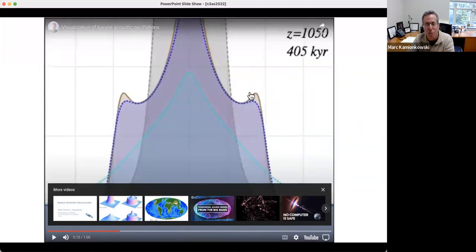And the radius is simply fixed by the time between the Big Bang and the time of decoupling, which is about 400,000 years, times the distance that a sound wave can propagate. This is a sound wave in the baryon photon fluid, so it propagates at roughly 1 divided by the square root of 3 times the speed of light.